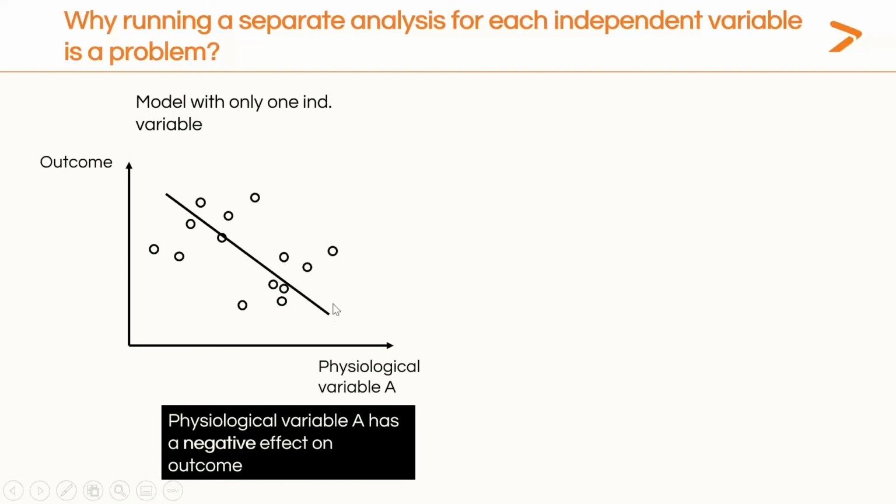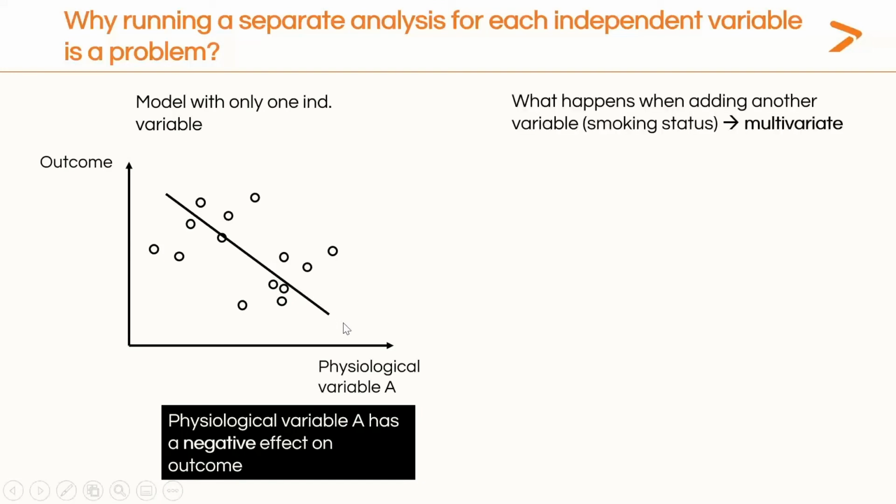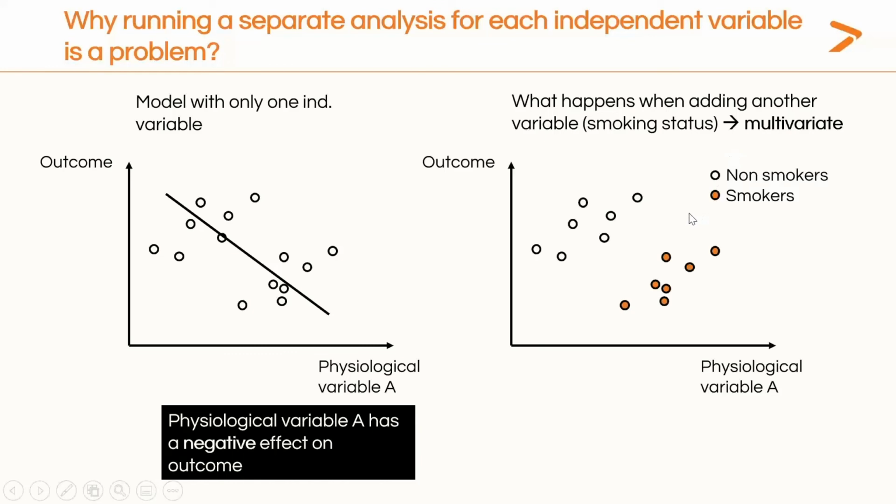So far, everything's fine. Now imagine this second situation. What happens when adding another variable, such as smoking status, in the model? Now we are multivariate. We are investigating simultaneous effects of 2 variables on the outcome. Imagine you have this situation. You have an outcome, still the same points. It's exactly the same data, but I colored the data according to the smoking status. You have non-smokers at the top and smokers at the bottom.